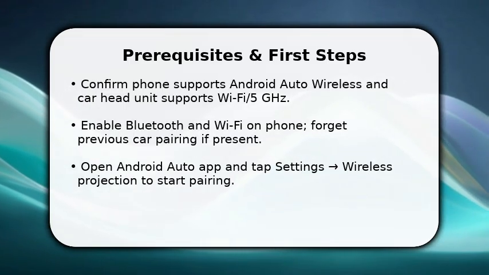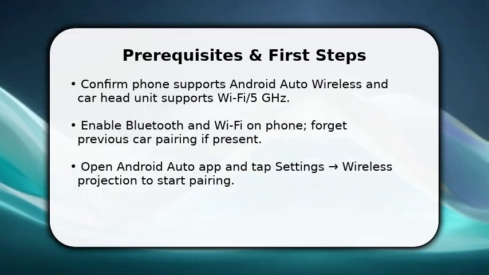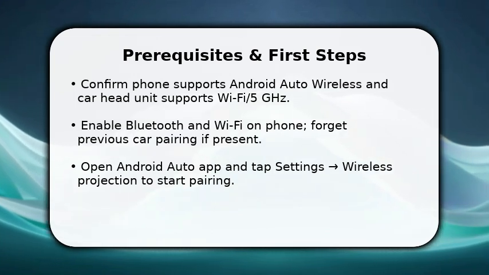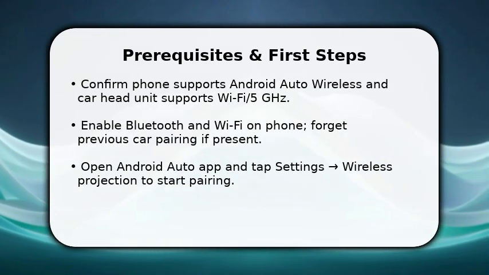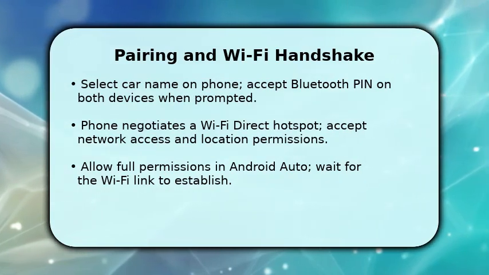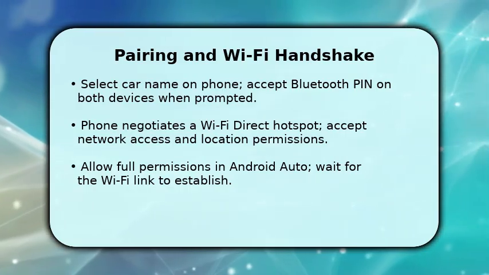Open the Android Auto app, go to Settings, then Wireless Projection. Tap to start the wireless discovery. This initiates the car and phone to find each other and exchange pairing data. Once your phone discovers the car, select the car name on your phone and accept the Bluetooth PIN on both ends. This secures the initial link.